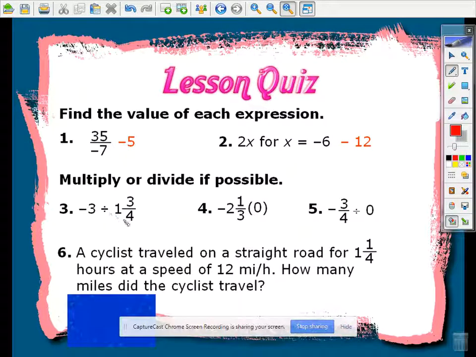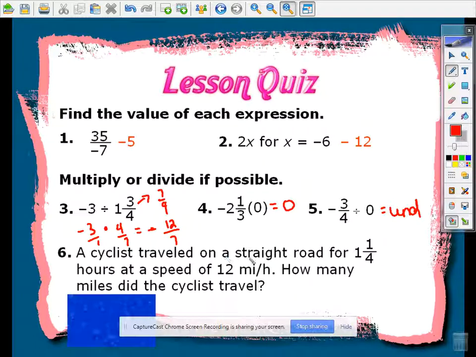Number 3, -3 divided by 1 3/4. Well, 1 3/4, 4 times 1 is 4, plus 3 is 7, that's 7/4. So this is -3 times, not 7/4, but 4/7. So that leaves me with a negative answer because they're opposite signs. 3 times 4 is 12, and 1 times 7 is 7. Improper fraction, no problems. -2 1/3 times 0 is 0. And -3/4 divided by 0, you should have had undefined.